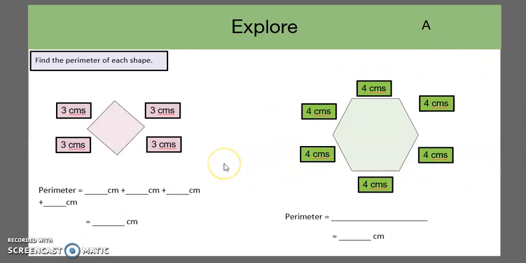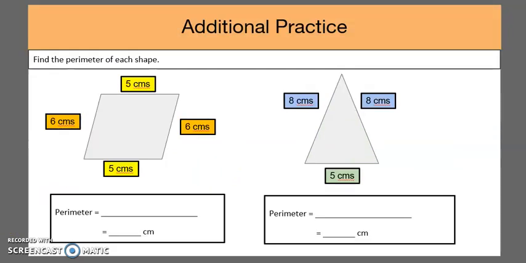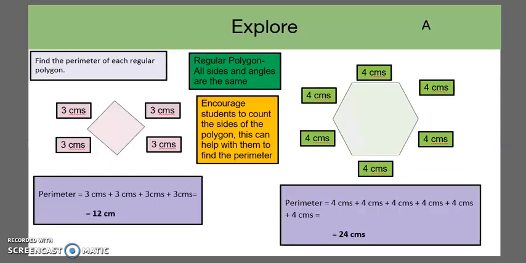And we can ask students different questions such as, what do you notice about each of the sides? Can they identify the polygon? And other important facts. Here we can look at some sample responses and notice how we can introduce regular polygons. All sides and angles are the same. We want to encourage students to count the sides of the polygon. This can help them to find the perimeter.